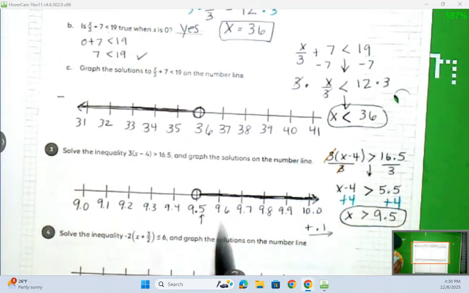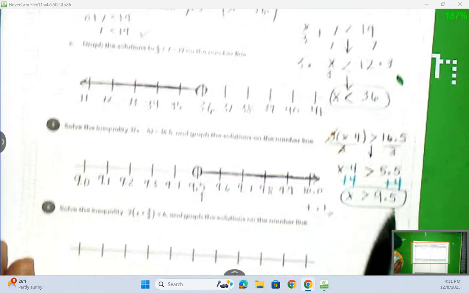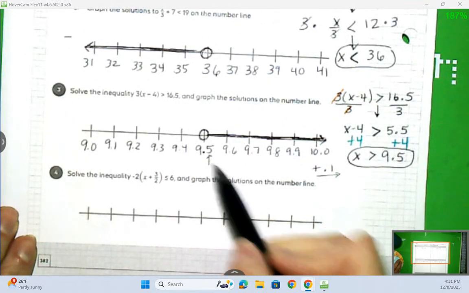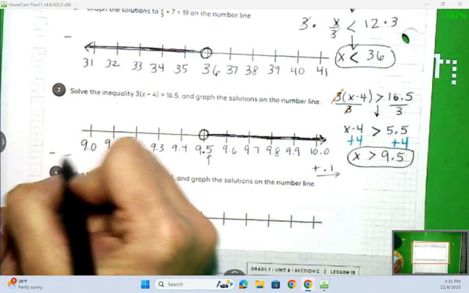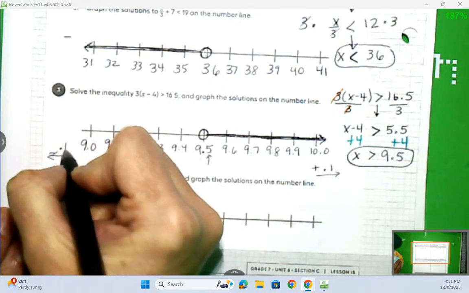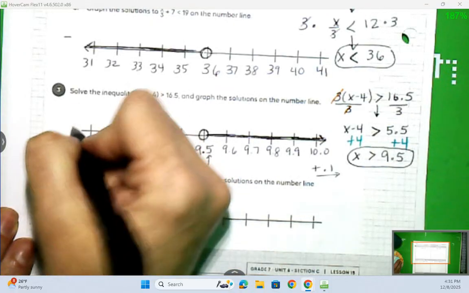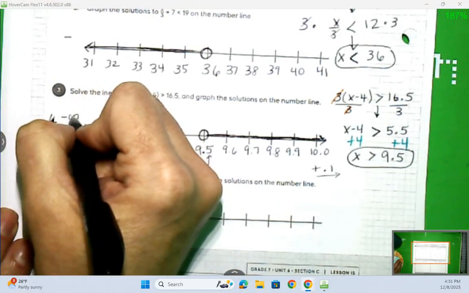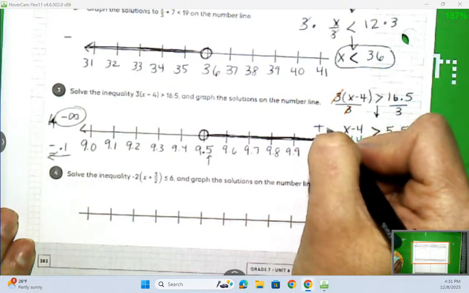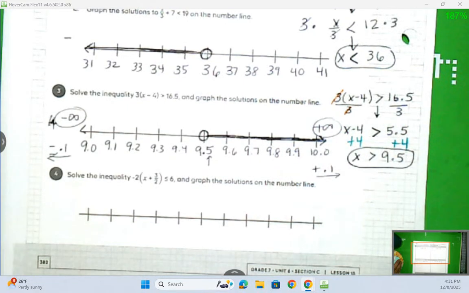Now, if you wanted to go by halves, you'd have 9.5, 10, 10.5, 11, and so on. There's no rhyme or reason. I just decided, since it had tenths, that I would add 1/10 going to the right, and I would subtract 1/10 going to the left, for my negative infinity to positive infinity going that way.